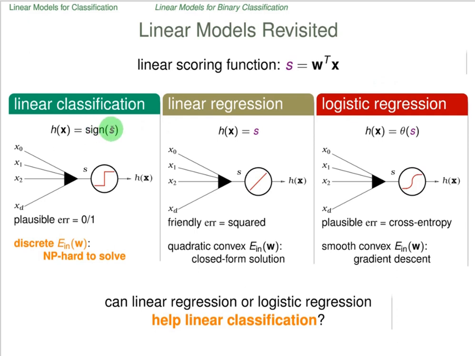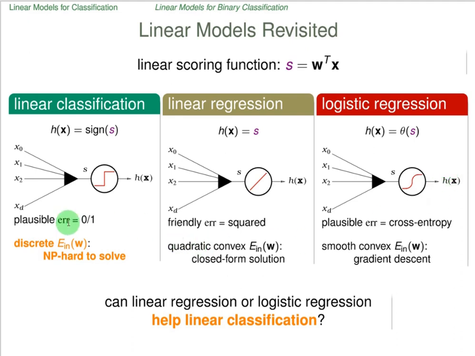For instance, in linear classification, we use the sign function, while for linear regression, we use identity. We're not doing any change. We're not passing s to any function. In this case, the sign function generates plus or minus 1, depending on the sign of this linear score. In the logistic regression case, we use theta, a sigmoid function that squashes this linear score between 0 and 1, which allows us to link the outputs of our hypothesis to a probability value.